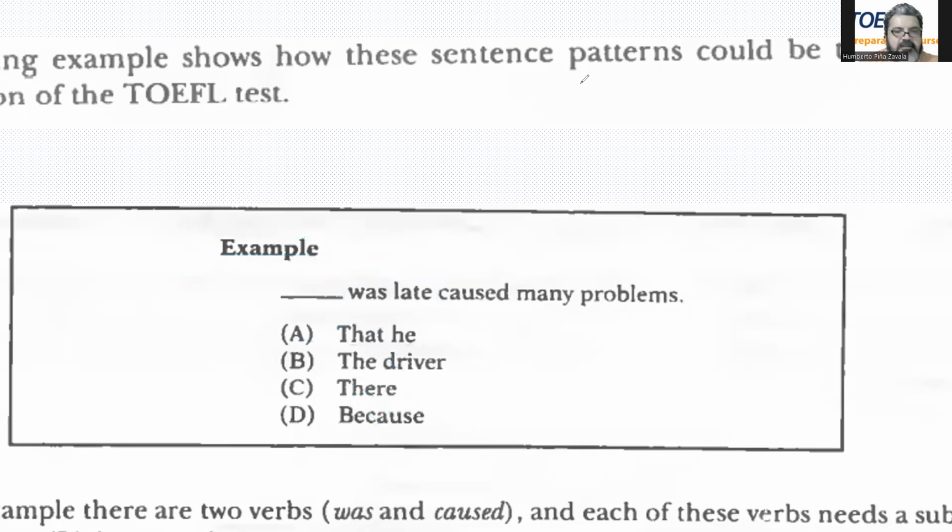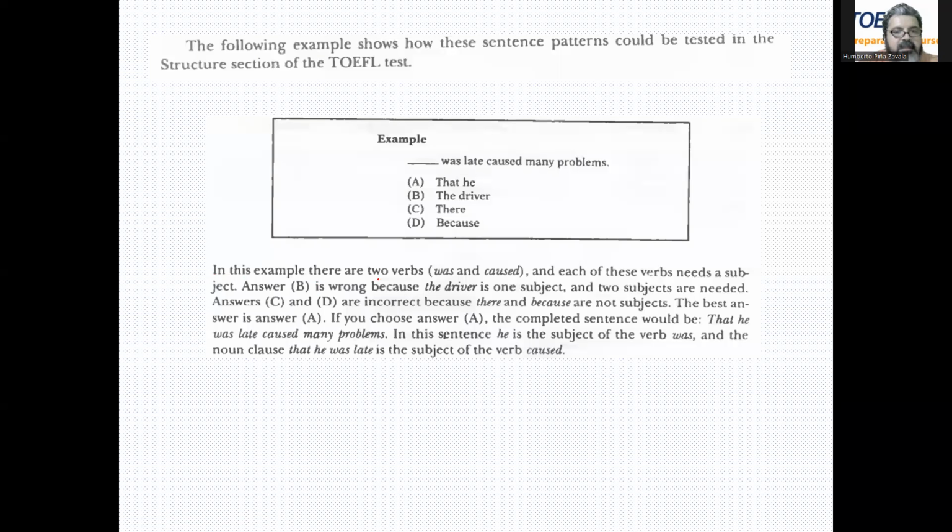All right, let's look at the explanation. In this example, there are two verbs, was and caused. Each of these verbs needs a subject. Answer B is wrong because the driver is one subject, but two subjects are needed. Answers C and D are incorrect because there and because are not subjects. The best answer is A. Use answer A.